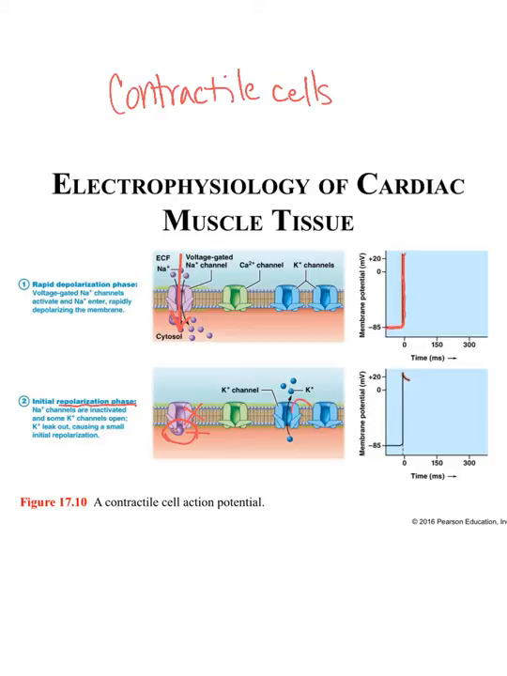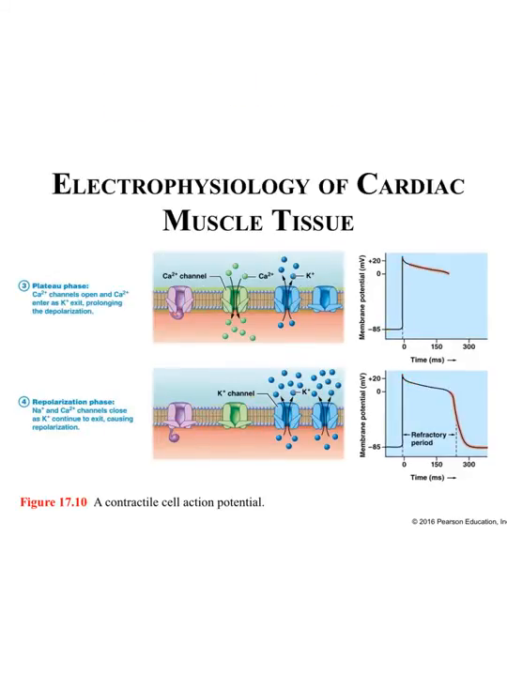You do have the opening of potassium channels, a very small amount here, so we're losing positive ions from the inside to the outside. So you do see the membrane start to repolarize a little bit. However, this is unique to the contractile cells. You have this period where it's very slowly repolarizing. We call that the plateau phase.